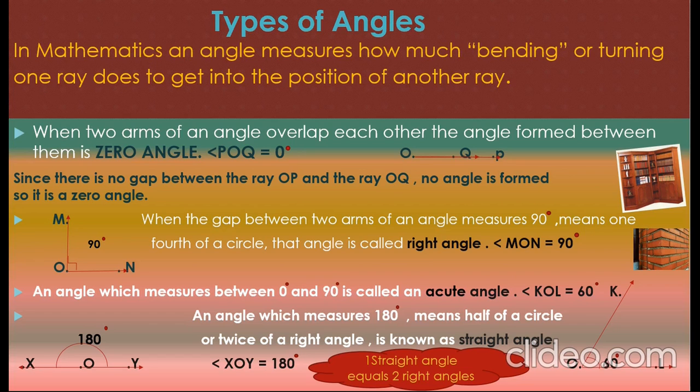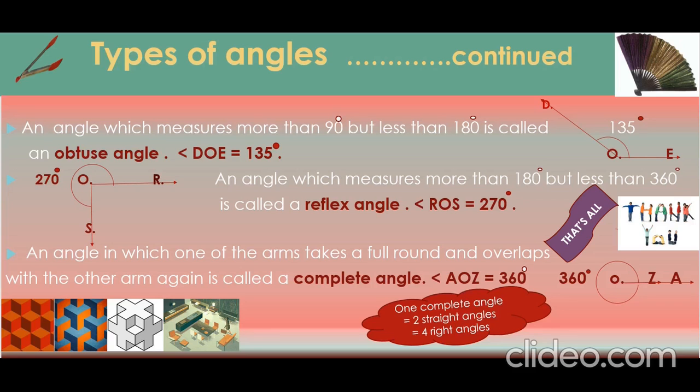Now we will see three more types of angles. The next type of angle is an obtuse angle. An obtuse angle is that angle which measures more than 90 degree but less than 180 degree. It may be 105 degree, it may be 98 degree, it may be 135 degree, it may be 140 degree, anything. Here in the example, angle DOE is measuring 135 degree, so it is an obtuse angle.